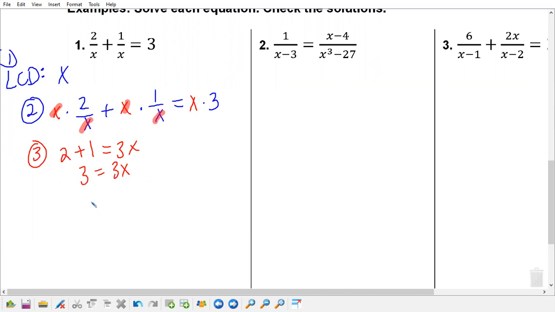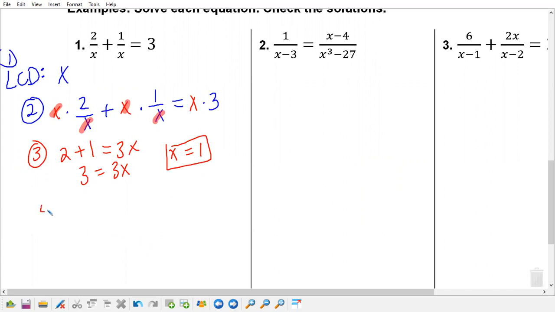And at this point, could we solve? Would you need to go through the technical rest of the steps, or could you easily tell me what x is at this point? You could easily tell me that x equals 1. Okay. So if you can see it, then stop. If not, the steps are there for a reason.